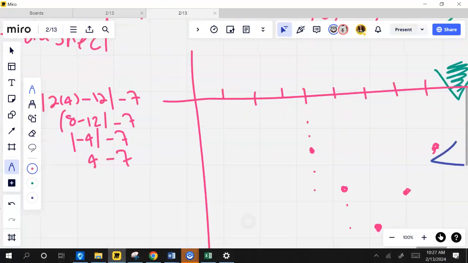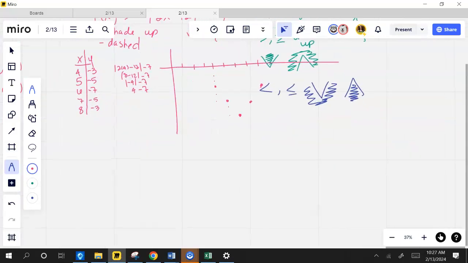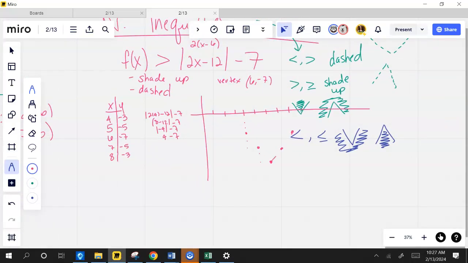Here's what I got for mine. Check yours against mine and see if this is what you got. Make sure it's dashed. And then we shade inside that and up. You don't have to worry about doing any range on these because we're shading.